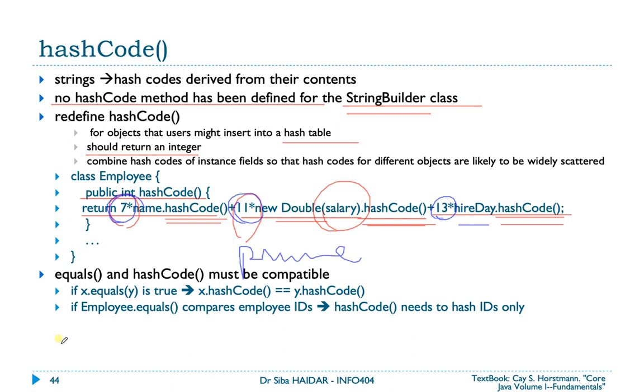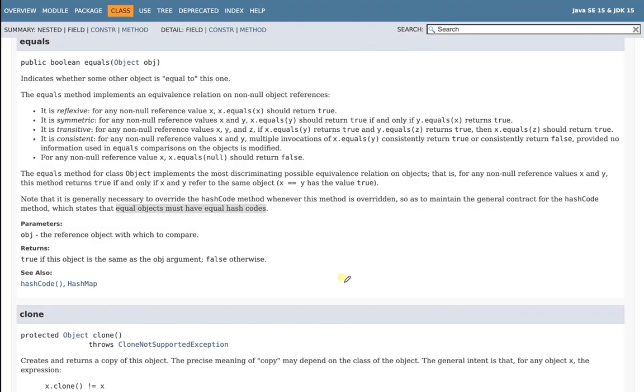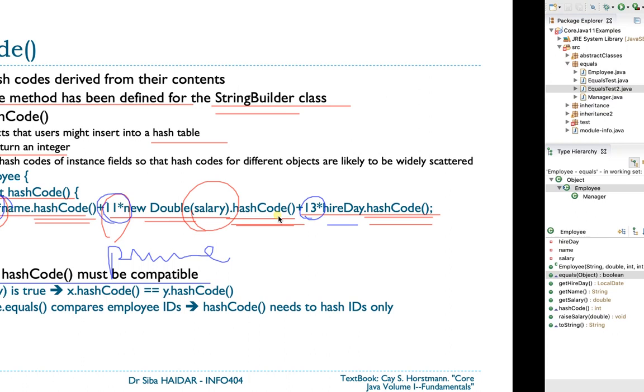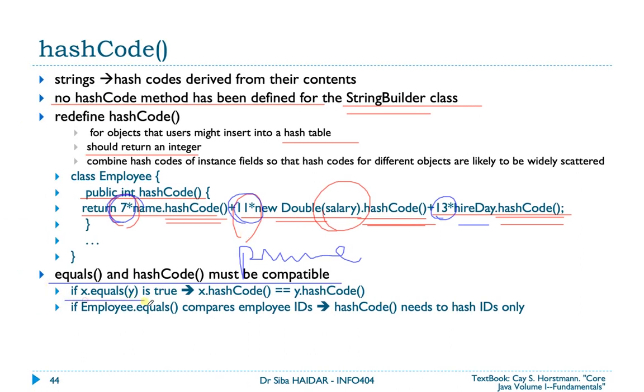Now we will say that equals and hashCode must be compatible, and I showed you this in the documentation. Equal objects must have equal hash codes. If x.equals(y) is true, then x.hashCode must give you the same answer as y.hashCode. The inverse is not necessarily true, however, it helps a lot. If Employee.equals compares ID, then inside hashCode you need to hash only ID.